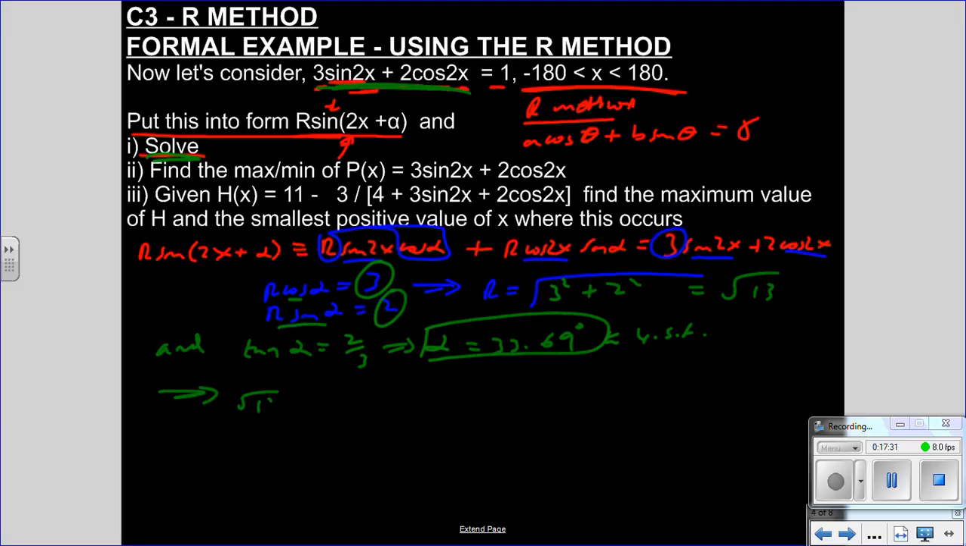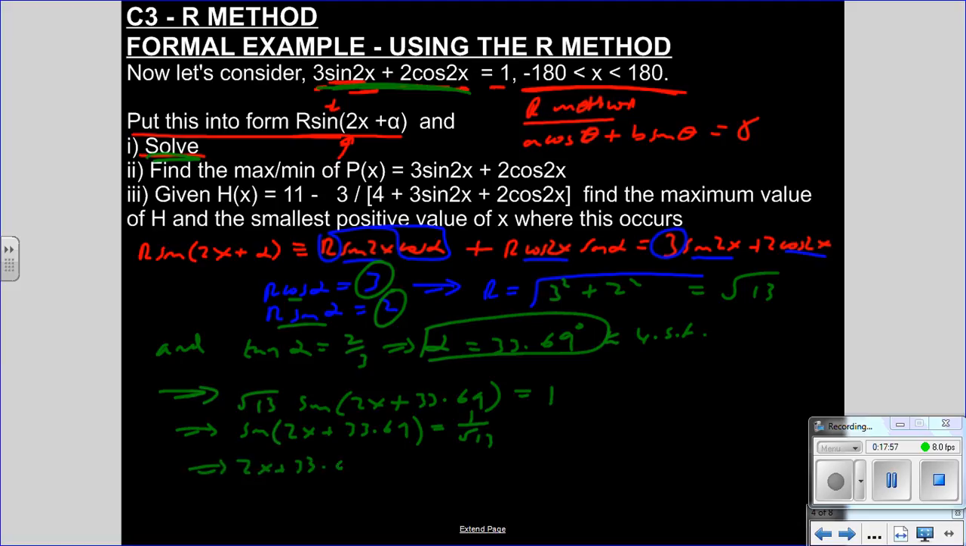So we get root 13 sine of 2x plus alpha equals 1. So, quick solve. Well, that's not that quick, it's a bit nasty, but I can start off with 1 over root 13. So we get 2x plus 33.69 equals sine to the minus 1 of 1 over root 13.